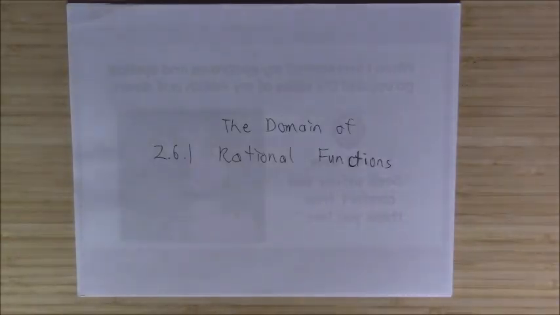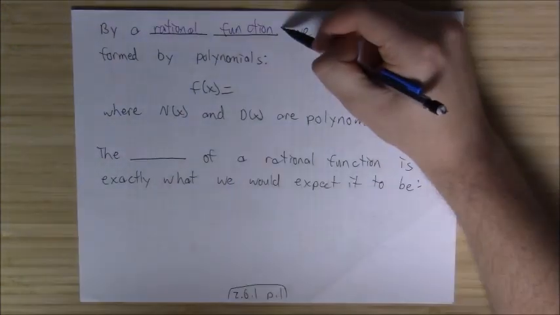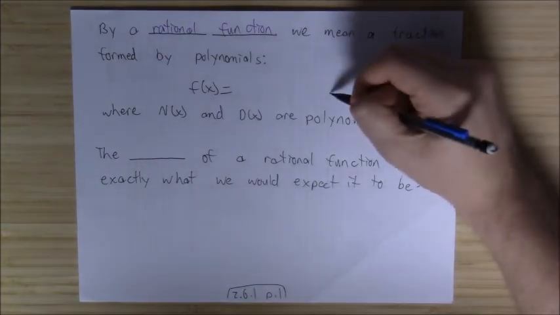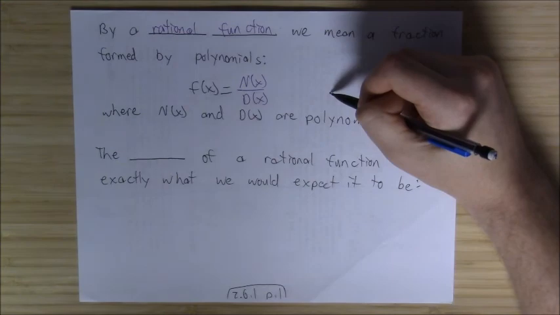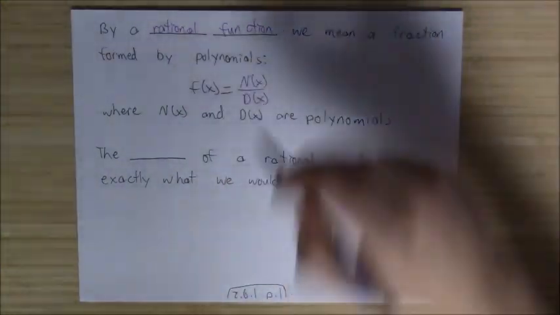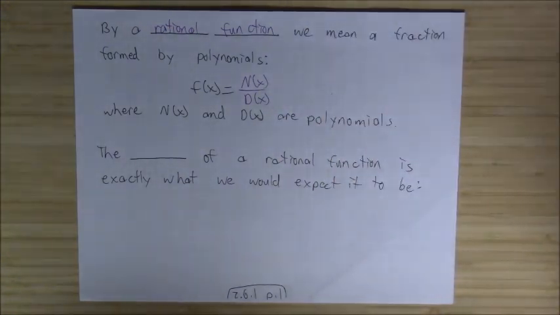In this video, we'll be talking about the domain of rational functions. Now, by a rational function, we really mean a fraction formed by polynomials. That is, some n of x over d of x, where n and d are both polynomials. Here, n stands for numerator, so the numerator polynomial, and d stands for denominator, the denominator polynomial.